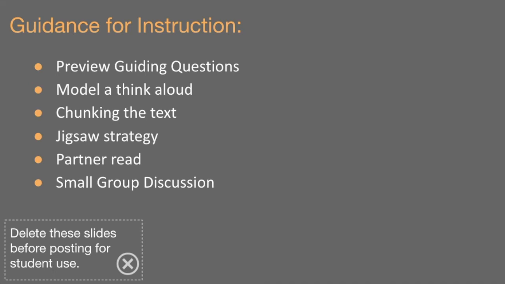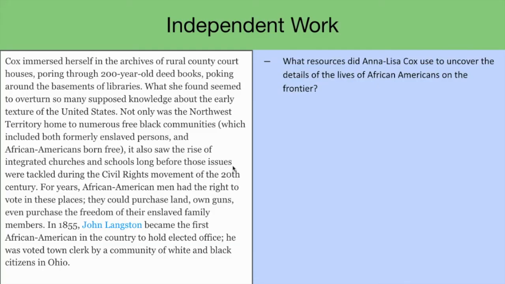You can have students work on the article in partners or also have a small group discussion where students read the text with each other. And if you're virtual, this can look like students sharing their screen and reading the text out loud to each other, but you could also do this in person as well. Here is how I can chunk the text for students. What I did was I copy and pasted a paragraph from the article, as well as one of our guiding questions. What resources did Annalisa Cox use to uncover the details of the lives of African Americans on the frontier? You can do this for as many paragraphs as you need to for your students.